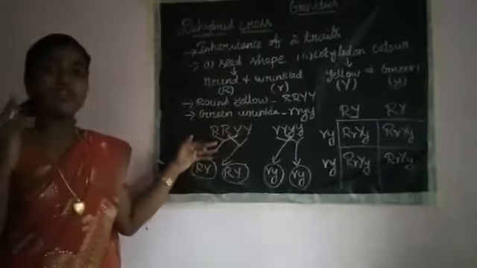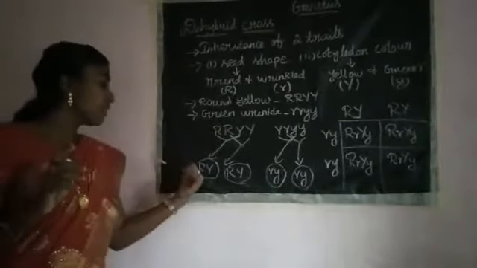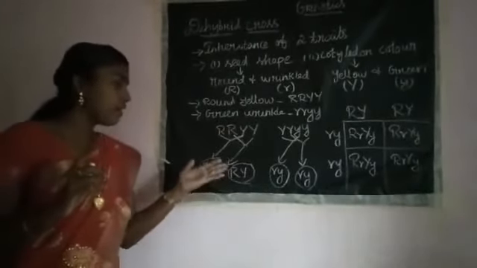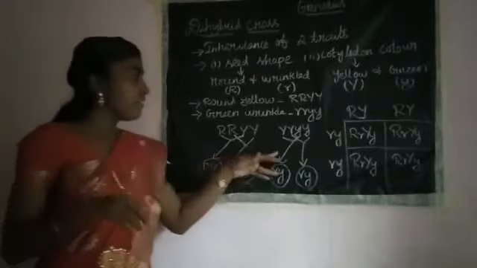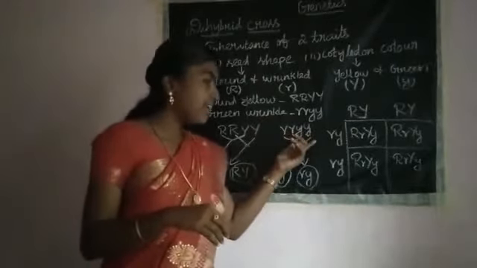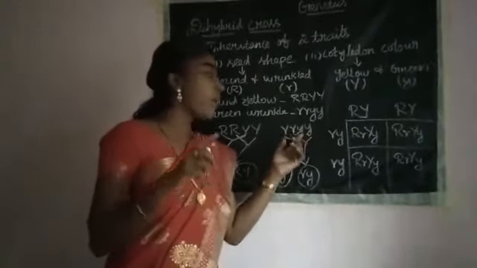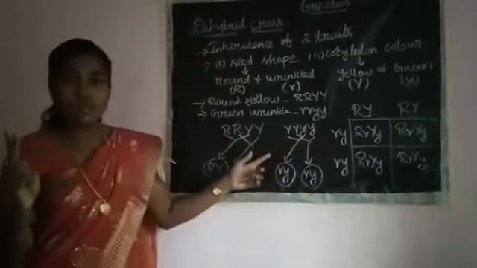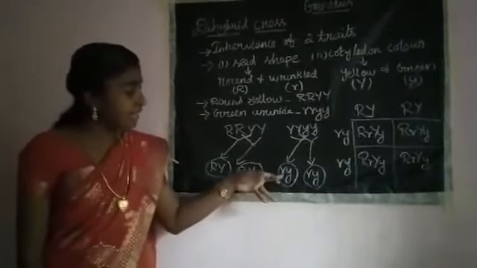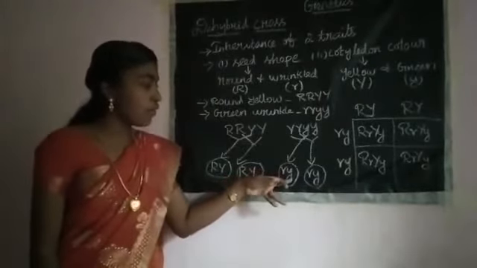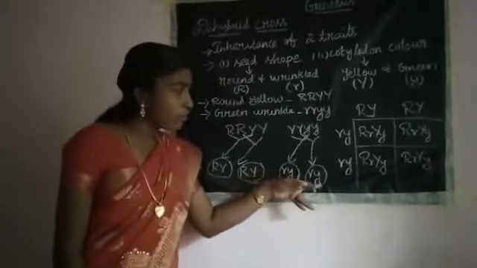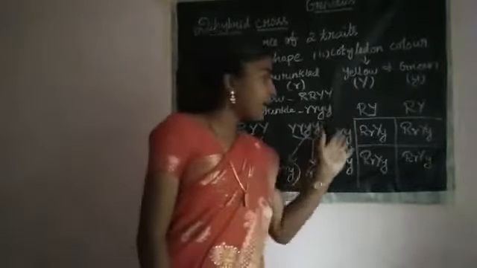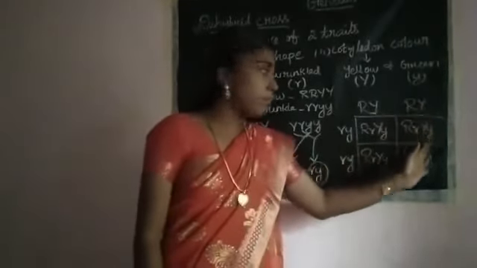Here two gametes are found, that is capital R, capital Y, capital R, capital Y. Whereas the green wrinkled is denoted by small r, small r, small y, small y. Here also two gametes are found, that is small r, small y, small r, small y. Then we will explain by this Punnett square method.